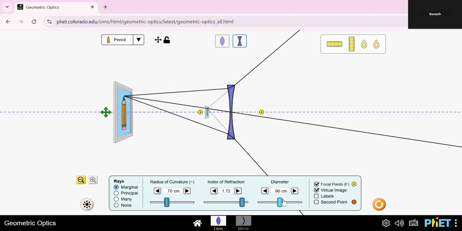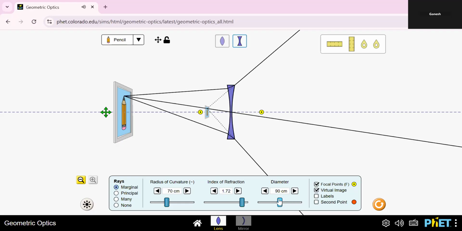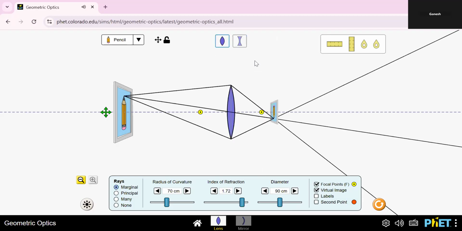And then diameter also. When I increase the diameter, the size of the lens also increases, but there is no change in the image. The image size does not change. Diameter means only the size of the lens differs. So this is the right idea.